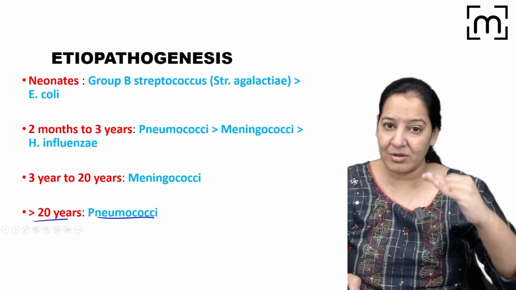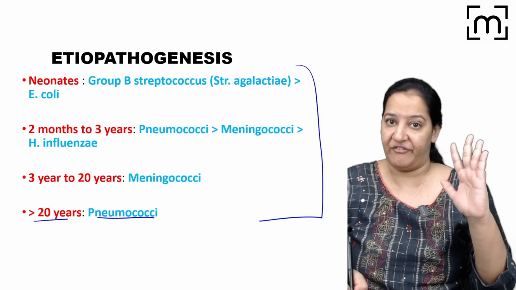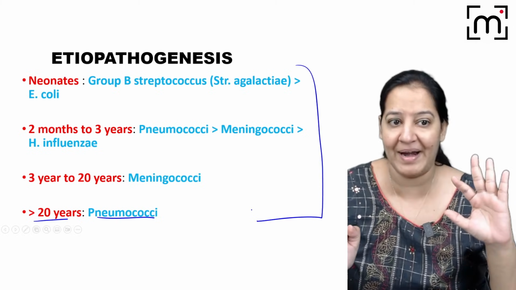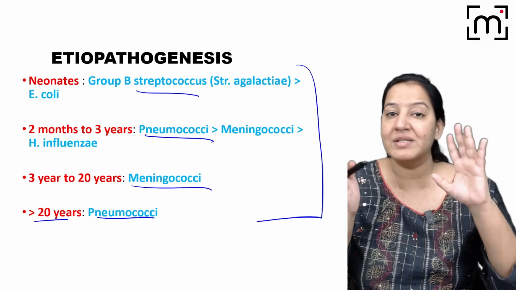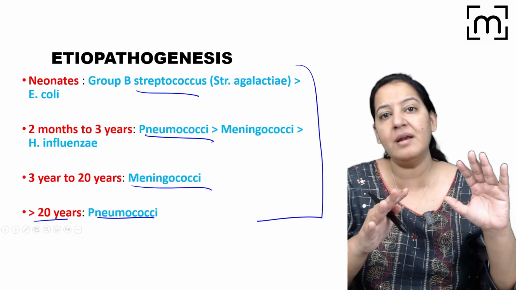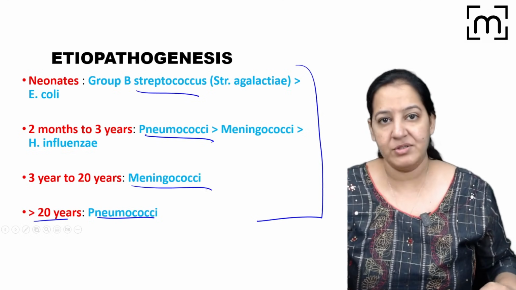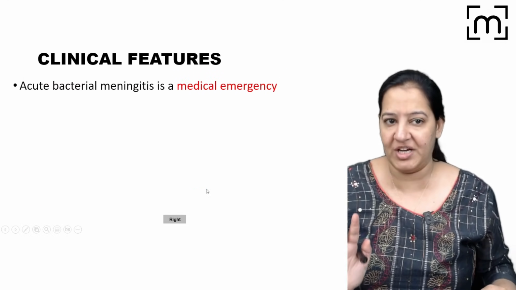So you can see based on the age of the patient, the bacteria are differing, right? All of them are pyogenic bacteria, right? So either it can be Streptococcus or Pneumococcus or Meningococcus, depending on the age of the person, the bacteria is different. So that is the etiopathogenesis.